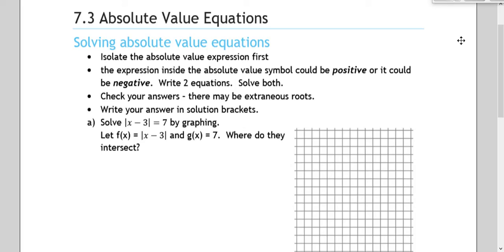So this is 7.3, absolute value equations. These are the following steps that we are going to take to solve an absolute value equation. You need to isolate the absolute value expression.